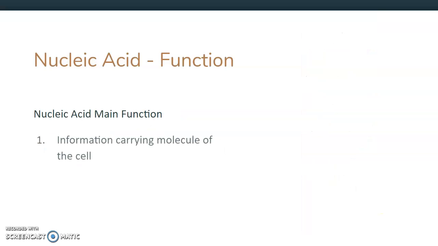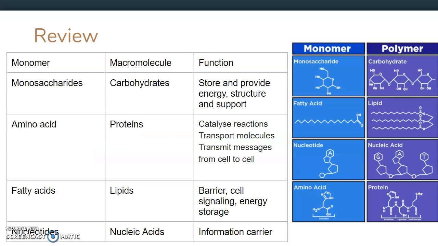Our main function is our information carrying molecule of the cell. It's pretty straightforward. That's what DNA and RNA do. That's why they're there. It's our cookbook of the cell. It tells us how to make things. It tells us what things we're going to need, all of our ingredients, and directions on how to make what we need, whether it's proteins or different organelles. It's incredibly important for that.